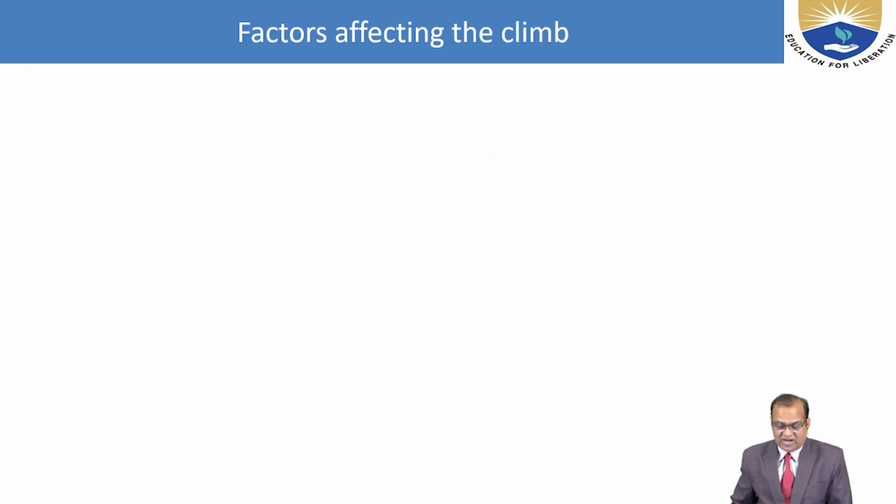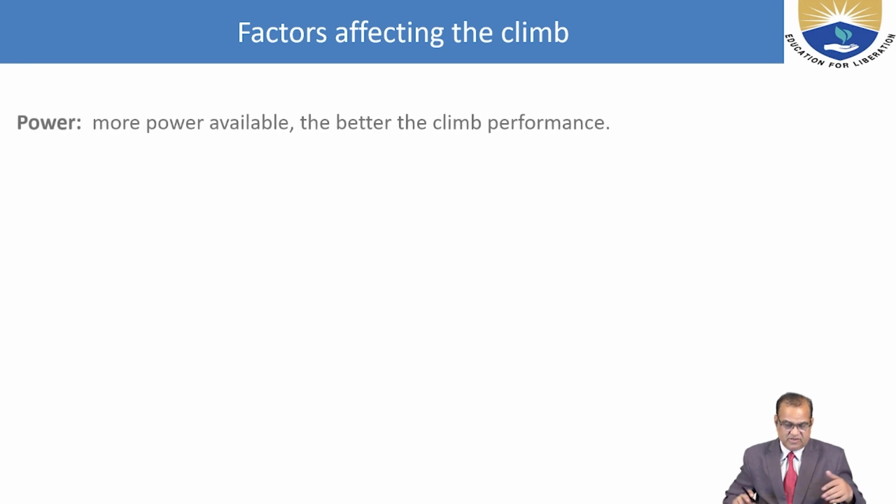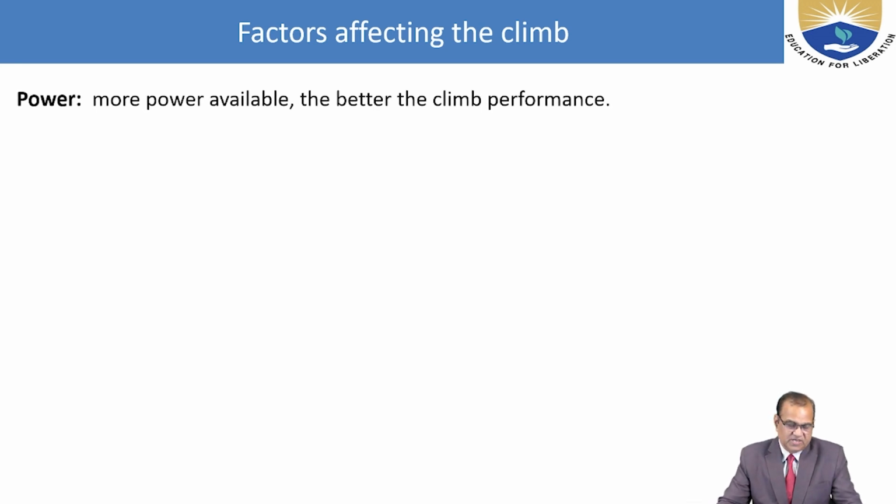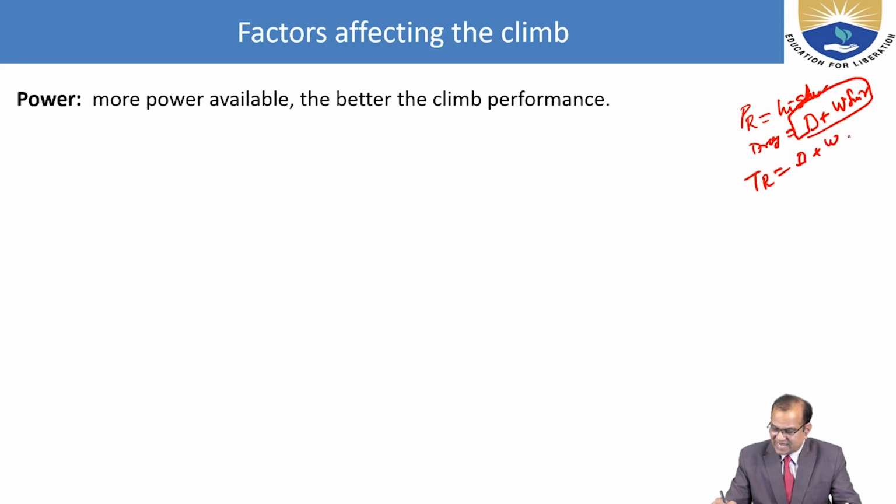Now I will discuss the factors affecting the climb. First, power. We have seen that the more you want to climb, the higher your power requirement becomes, as total drag is D plus W sin gamma. To counter this, thrust required TR is D plus W sin gamma. So if sin gamma is higher, we need more power to counter it, and then the climb performance will be better.